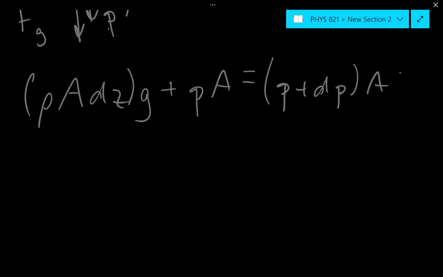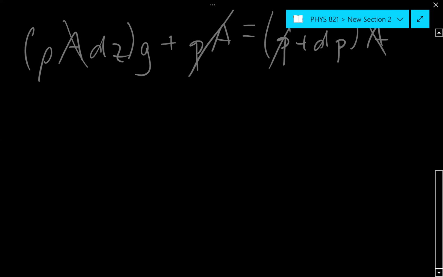So what are the things that we can cancel about this? Well, first of all, if you distribute the A on the right side of the equation, you see that both sides have a factor of P times A. So we can just go ahead and cancel that. And you also see that everything has a factor of area itself, so we can cancel the A. So when we do all those cancellations, what are we left with?